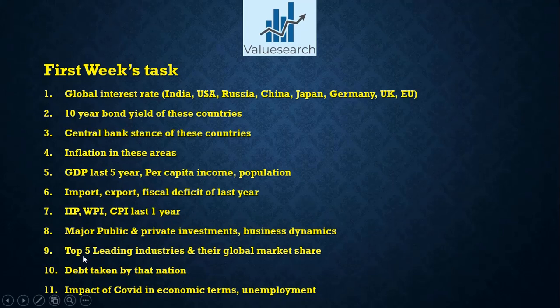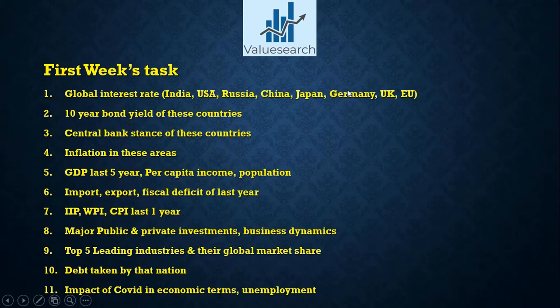Then top 5 leading industries and their global market share. So the top 5 leading industries of that particular country and their global market share. Let's say for the IT industry, for the pharmaceutical industry. So these kinds of industries are there, right? For India, what could be the top 5 leading industries? IT, pharma, FMCG should also be a part of it. Then the steel sector is also a very solid sector. So like that, find out what are the top 5 leading industries in a particular country, and what is their global market share, right?